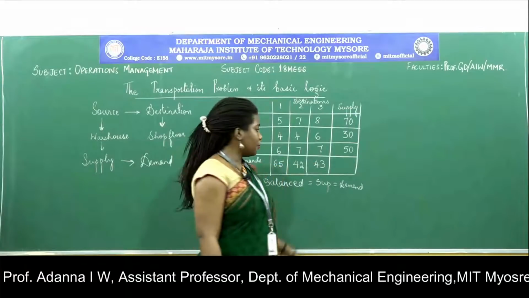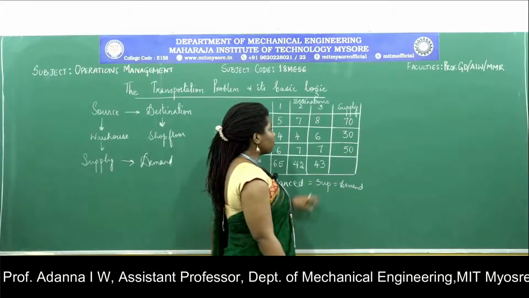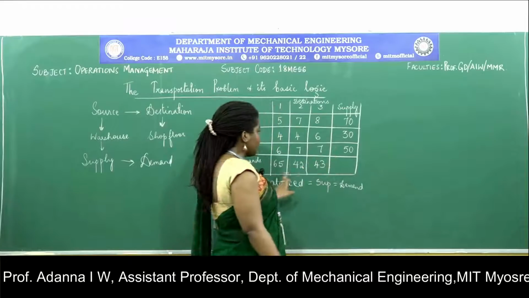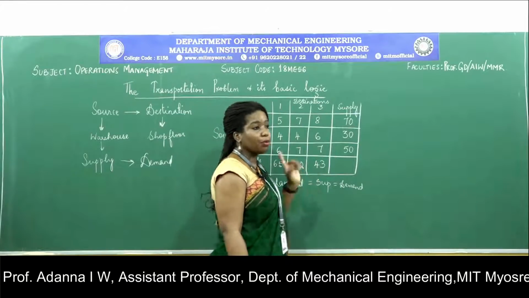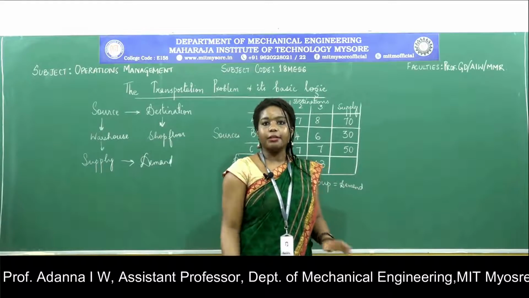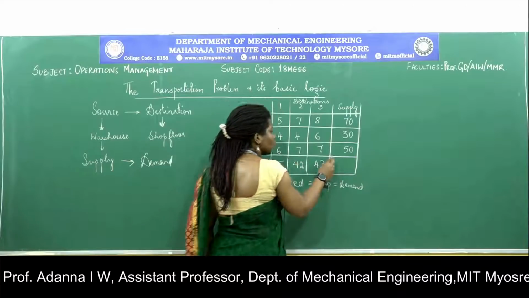So when I'm talking about balancing, or supply equal to demand, what you need to do is, whatever supply information you have, you need to total it. Whatever demand information you have, you need to total it. And both of them should be equal. If they are equal, the problem is balanced. If not, I will tell you the next kind of condition. But here for now, let us just total this.